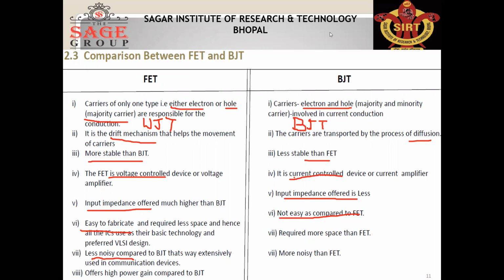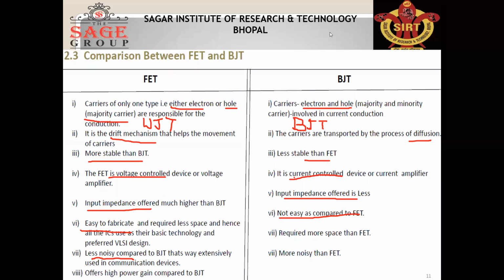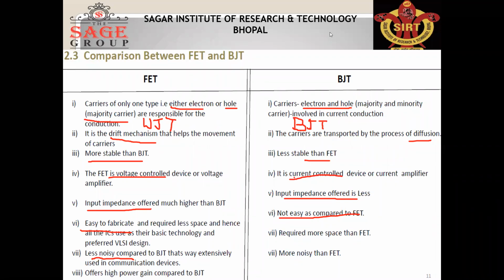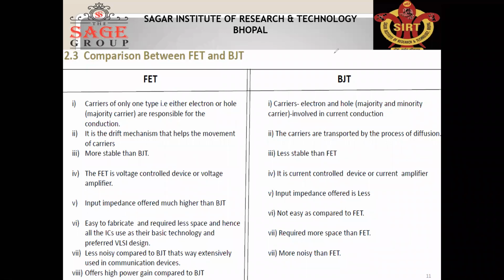Again, in this figure, one point is missed: FET has a high circuit density, and BJT has very low circuit density. High circuit density means more field effect transistors can be fabricated on a small chip in comparison to the BJT. That's why FET requires less space in comparison to the BJT.